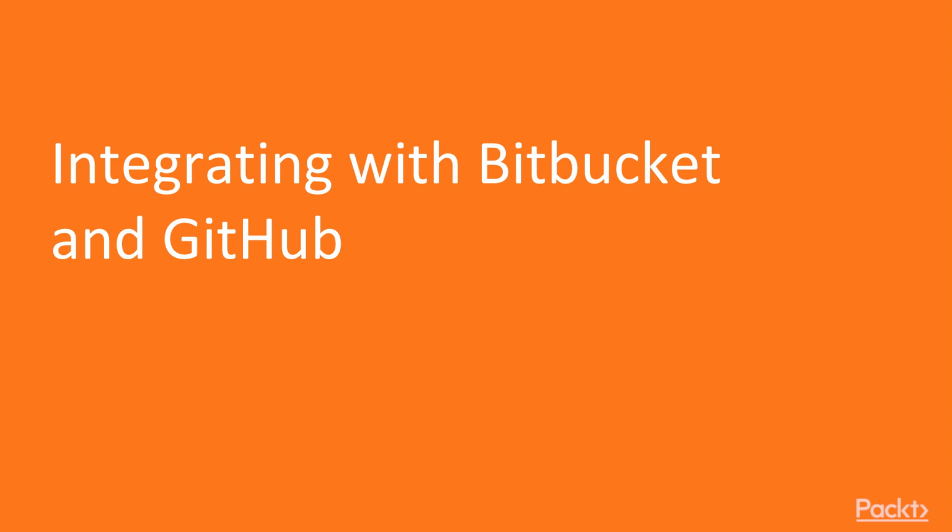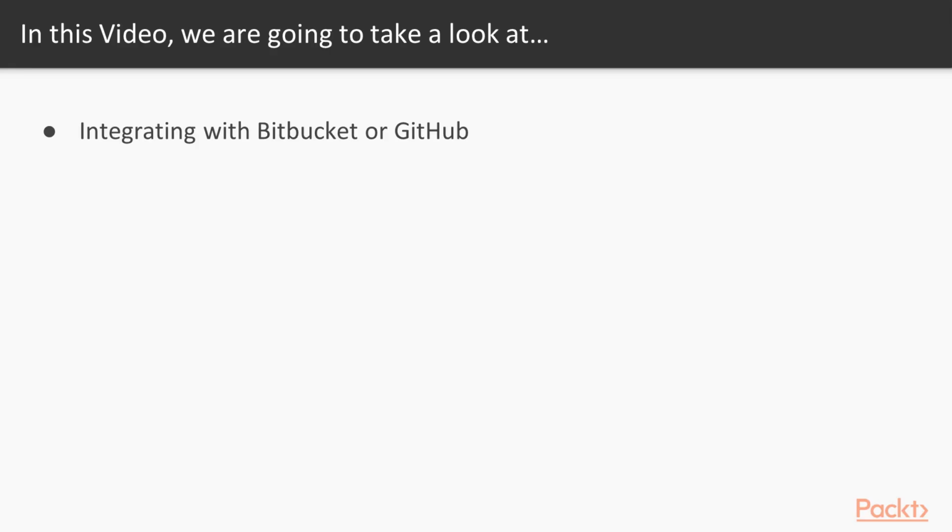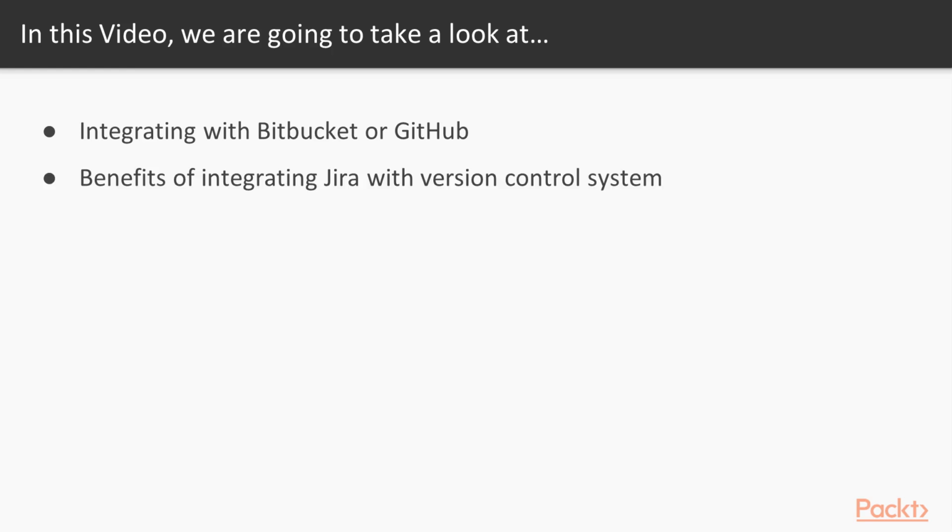Integrating with Bitbucket and GitHub. In this video, we are going to take a look at integrating with Bitbucket or GitHub. We will discuss the benefits of integrating Jira with version control system. We will go through the smart commits, and we will also take a look at workflow triggers.